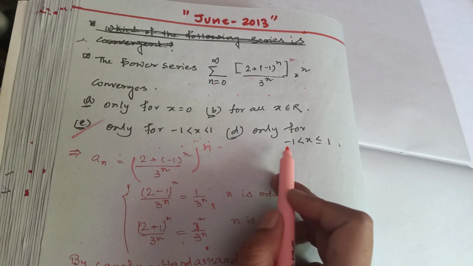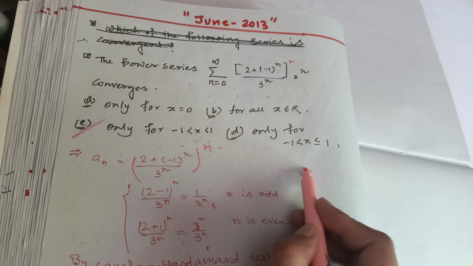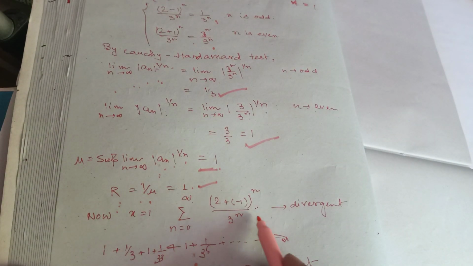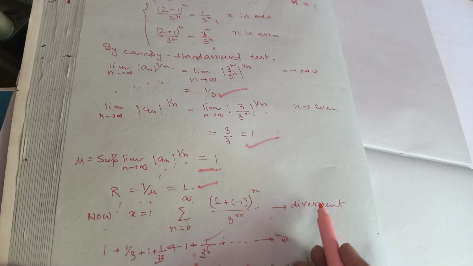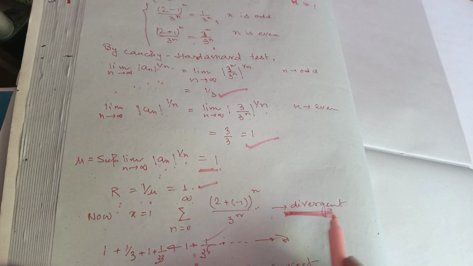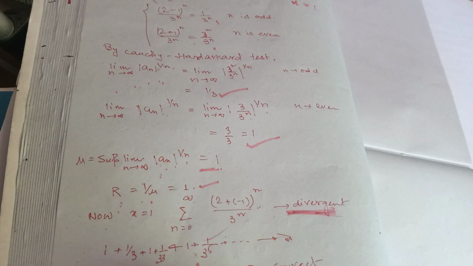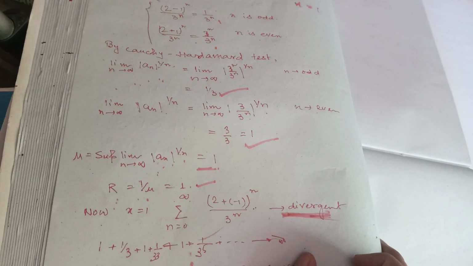And also we see that here minus 1 less than x less than or equal to 1. So first we put x equals to 1, and we get this summation. So this is not included, obviously, because it is divergent. So option C is correct.